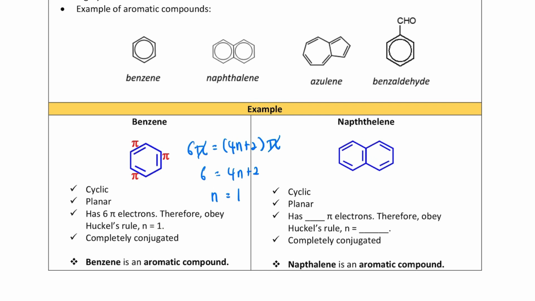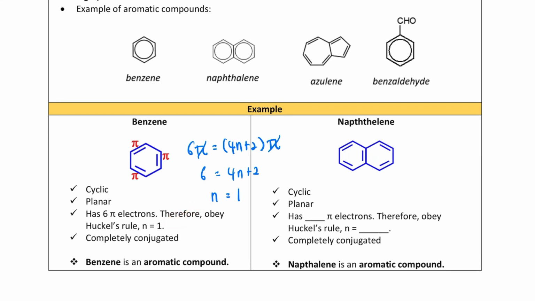Okay, cara nak kira ni adalah kira number of pi electron. Satu bond ada 2 pi electron. So 2, 4, 6, okay 6. And then equal to formula yang Hückel's rule ni lah. And then try to find n. If your value of n tu adalah number bulat, so that means dia obey Hückel's rule. So done. Okay, and then lastly completely conjugated.